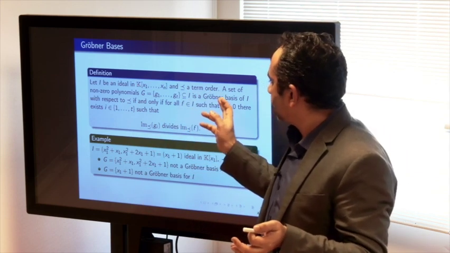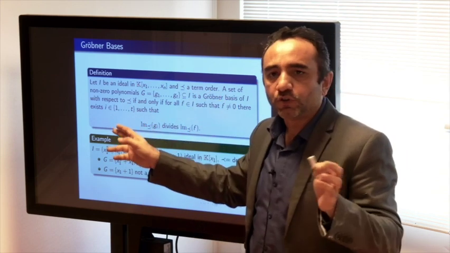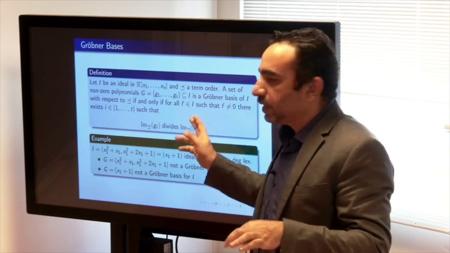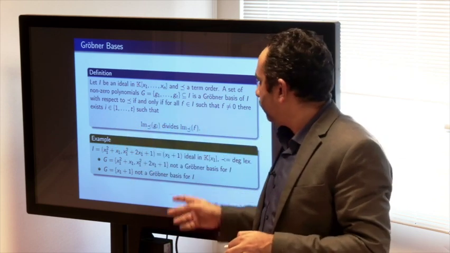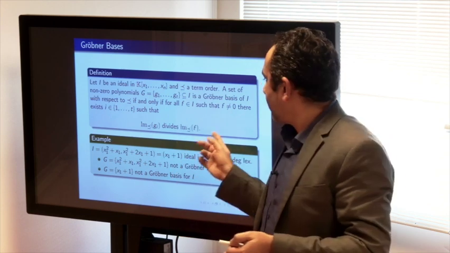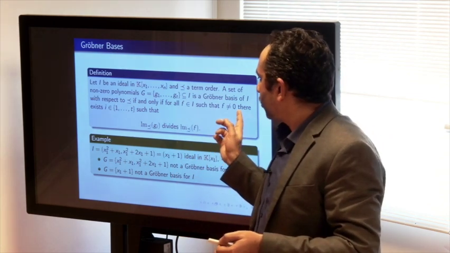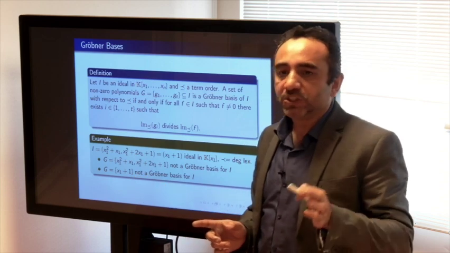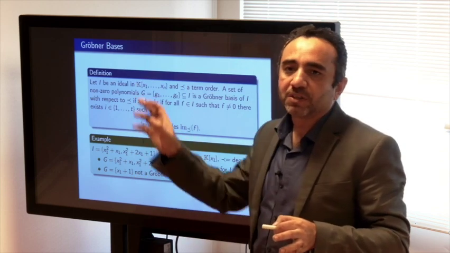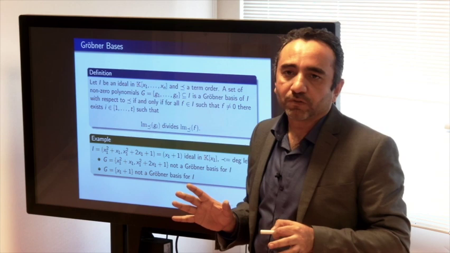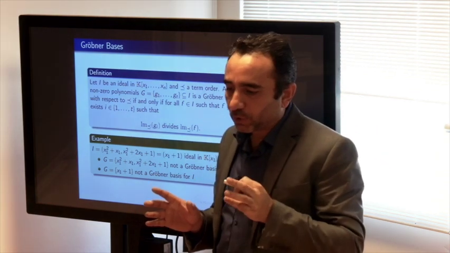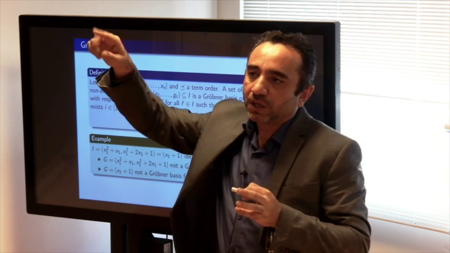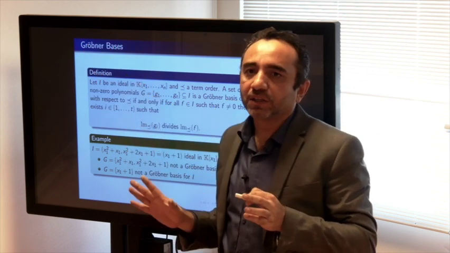So we have a fixed term order. A set of non-zero polynomials in I is a Gröbner basis with respect to that ordering if and only if, for all f belonging to I, the leading monomial of some gi divides the leading monomial of f. This is the same as our definition of the initial ideal: the collection of those polynomials whose leading monomials divide all the leading monomials of f in that ideal I.